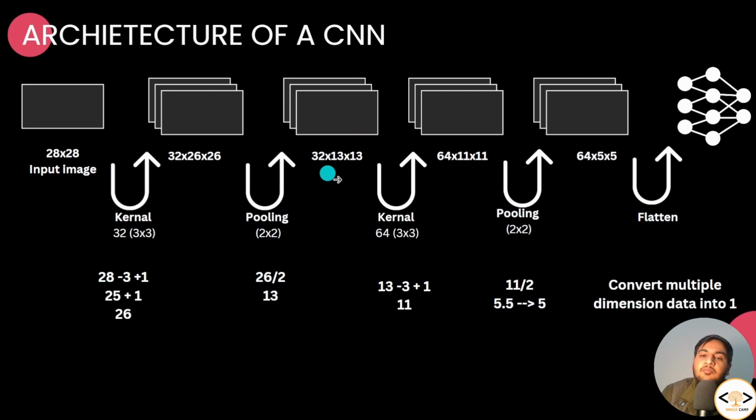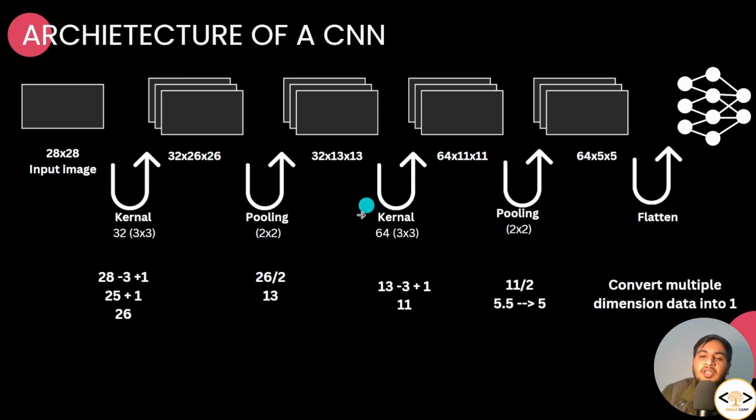So now the shape or the pixels in the image are 13 by 13. And then we are using another kernel, another convolutional layer. So 13 minus 3 plus 1, so it would be 11. Now the image size is 11 by 11. Now once again a pooling layer, so it would be 11 divided by 2, which would be 5 by 5, and we would be considering 5. Now finally the image size is 5 by 5.